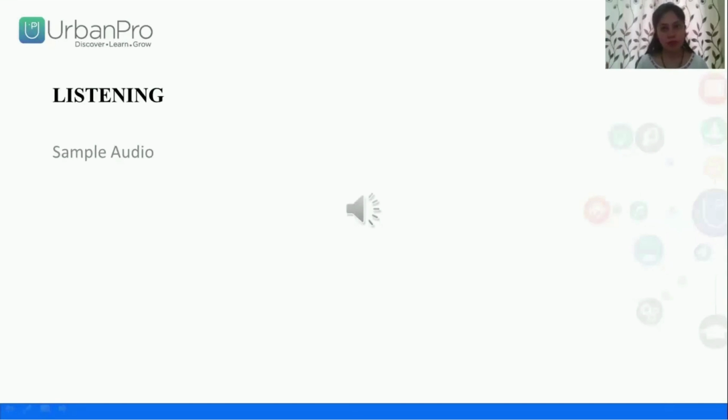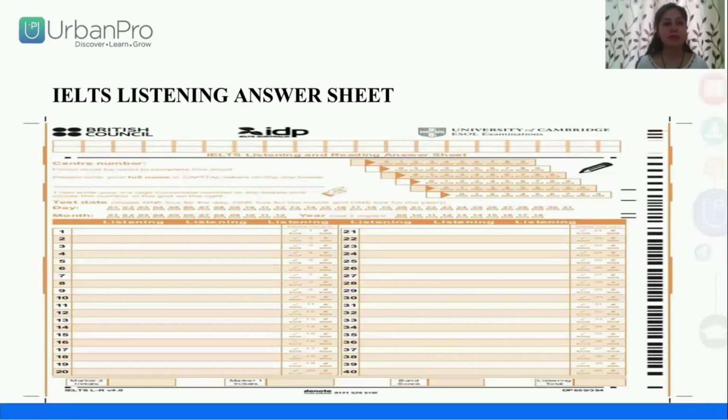So that is about the listening section, and this is a sample sheet that I have put for your reference. This is the IELTS listening answer sheet, and you have to mark your answers as you can see on the screen. That's just 1, 2, 3, 4. So you have to mark your answers in this listening answer sheet.